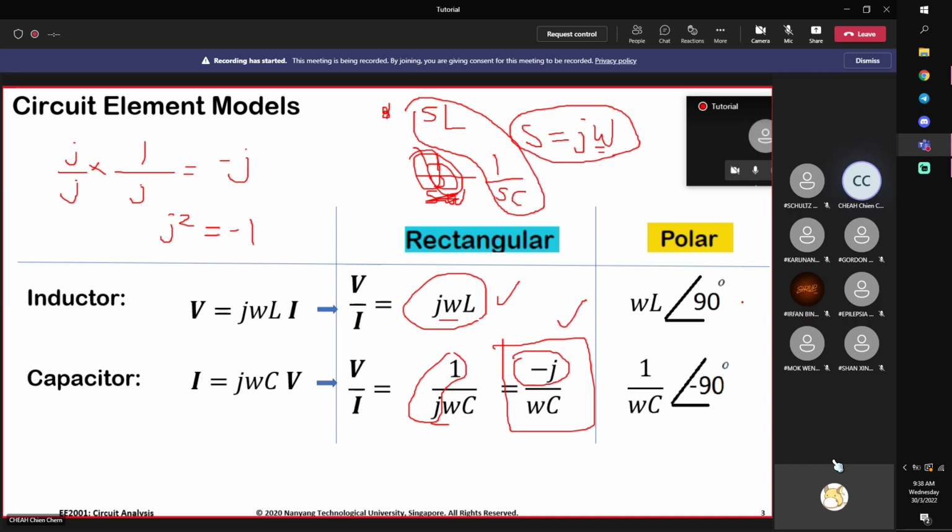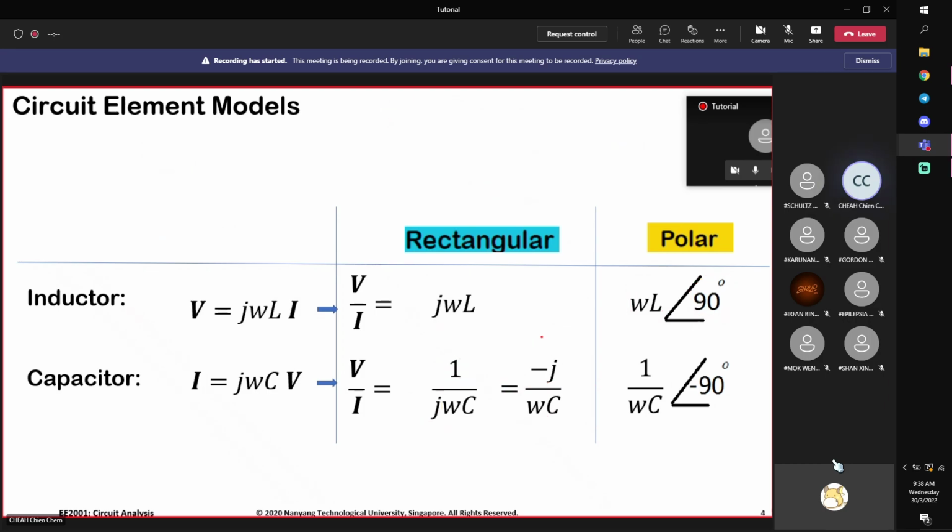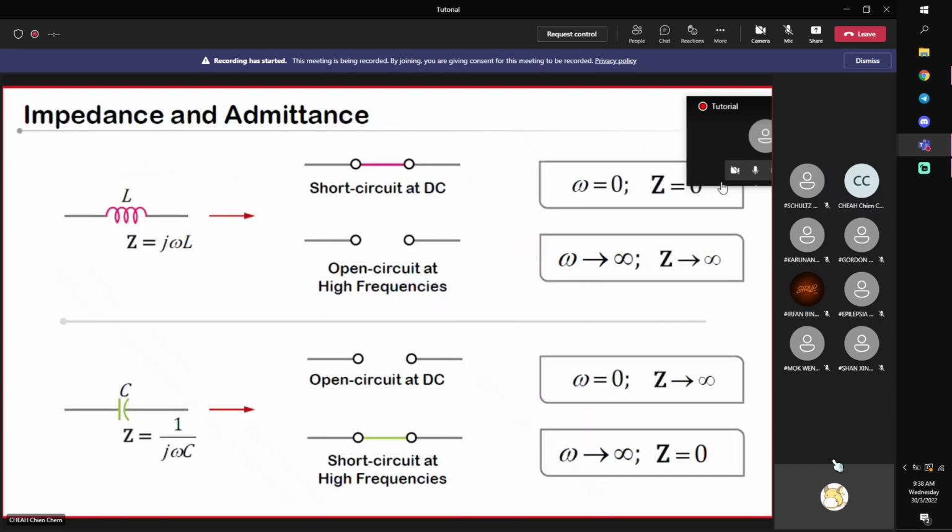All right, sometimes if you need to multiply in polar form, it's easier to put it into modulus and argument, because J is 90 degrees. Negative J is negative 90 degrees, right? This is the angle, with modulus omega L and 1 over omega C. So this was basically what we reviewed in the last tutorials.